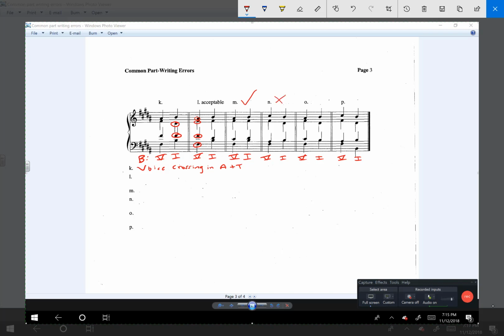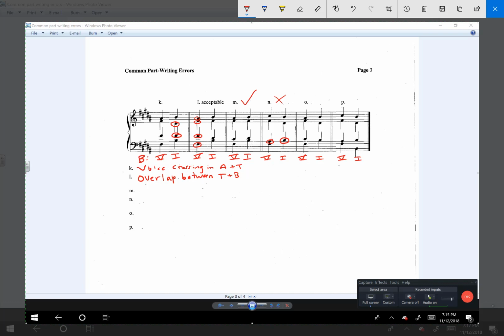There is an error here in N, and that is voice overlap between the tenor and the bass. So the bass goes above the tenor's previous note, right here. The bass was singing an F sharp, and now the bass is singing a B, and went above the tenor's previous note of an A. So that's voice overlap. Bass can't do that. This is a relatively minor mistake, but it should be avoided if possible because it is forbidden.